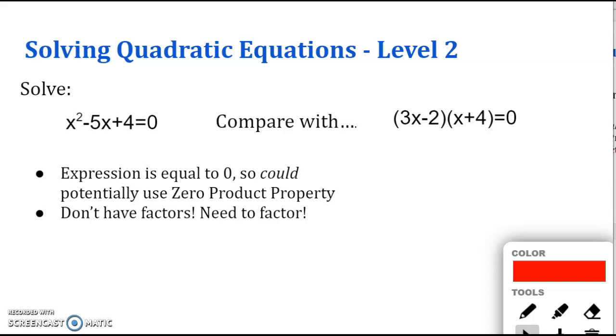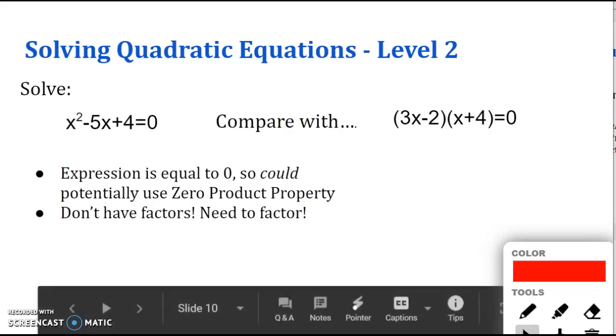It's February 11th, 2021. Okay, let's bring it up a notch on solving quadratic equations. So what if the equation is not factored? When you have x squared minus 5x plus 4 is equal to 0. Remember, when it was in the factored form, we could solve very easily. If the expression is equal to 0, we could potentially use the zero product property. So if you don't have factors, you need to factor.